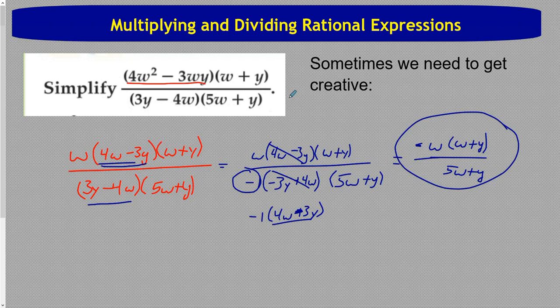So sometimes you got to be a little creative with how you match things up. Anytime you see something that's the same but with opposite signs, you can factor a negative out in order to change the signs of both things. That may or may not come up in the homework. I can't remember if it's in the problems I included.